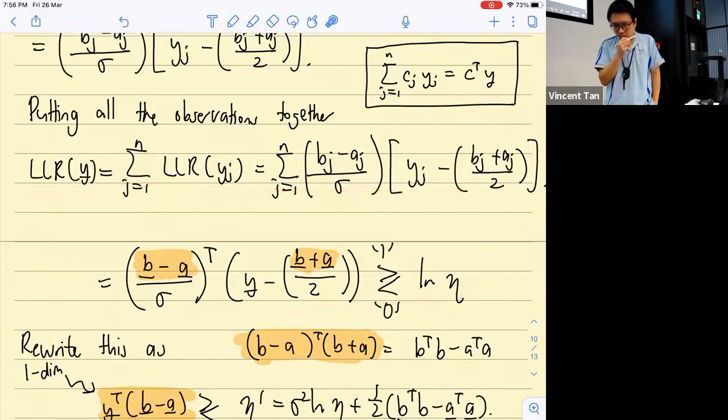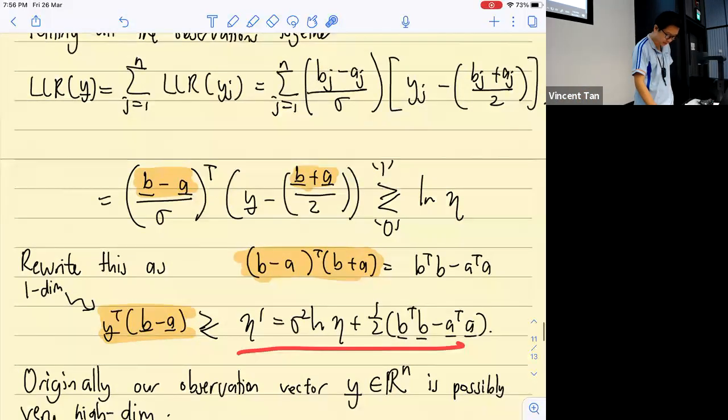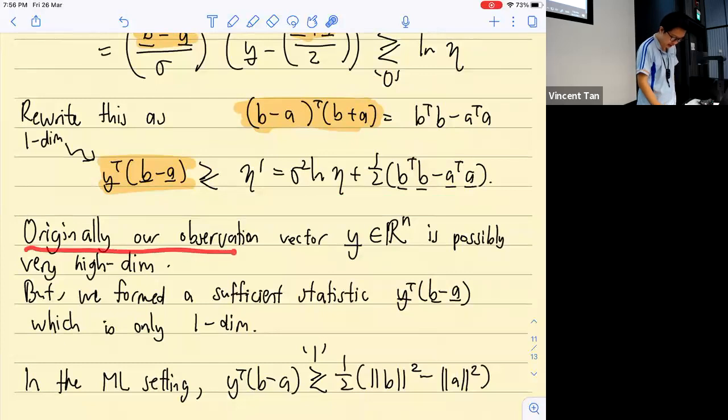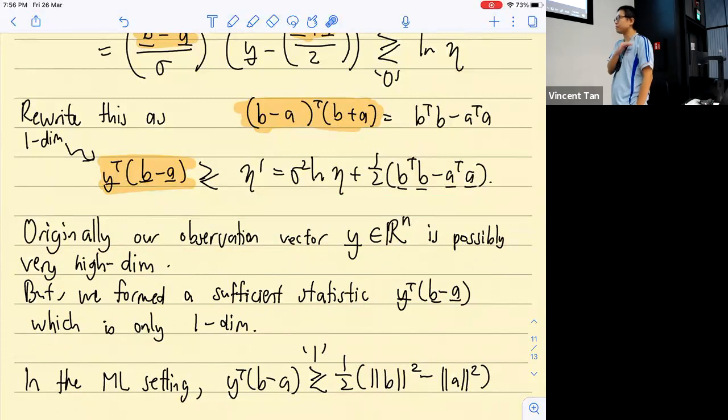The point here is that originally the Y vector could be very high dimensional, but in order to make an optimal decision, we have to take the inner product of Y in the particular signal direction. All other directions orthogonal to the signal have no use whatsoever. This is a matter of rearrangement. The remark is that originally our observation vector could possibly be very high dimensional. However, we formed a sufficient statistic, Y transpose (B minus A), which is only one dimensional. Note that sufficient statistics need not be unique. There could be multiple sufficient statistics. This is only one of them.